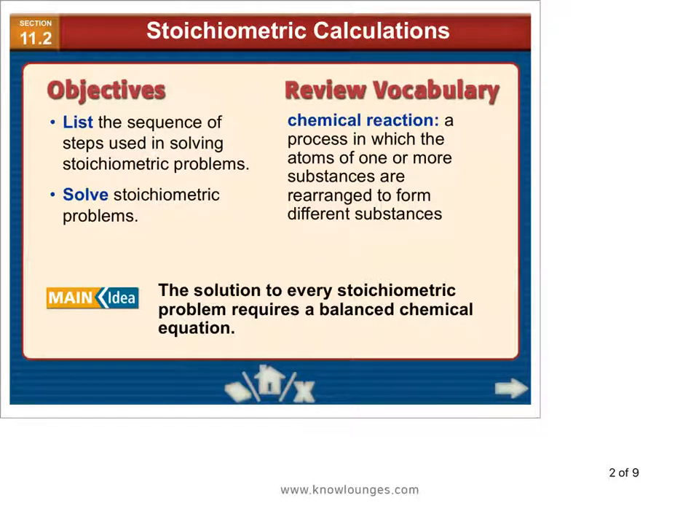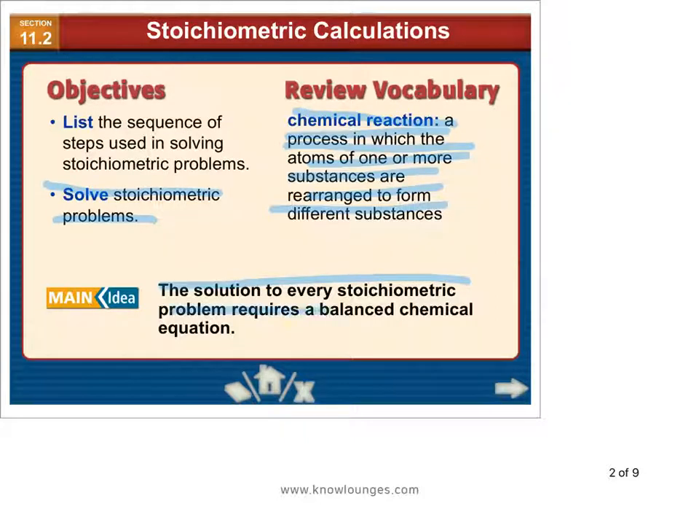Today you're going to be taking notes on section 11.2, stoichiometry calculations. Objectives: list a sequence of steps used in solving stoichiometric problems and solve stoichiometric problems as the main objective. To be able to do this one, you'll have to be able to do the first one. Review vocab: you know what a chemical reaction is, a process in which the atoms of one or more substances rearrange to form different substances.